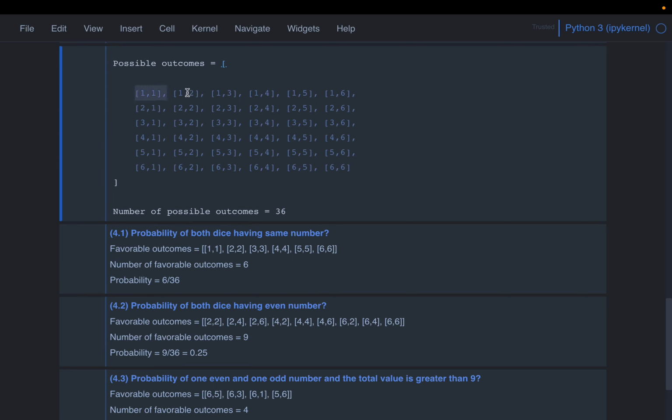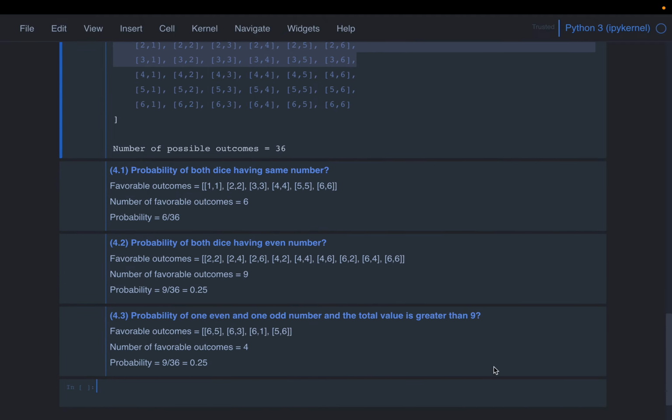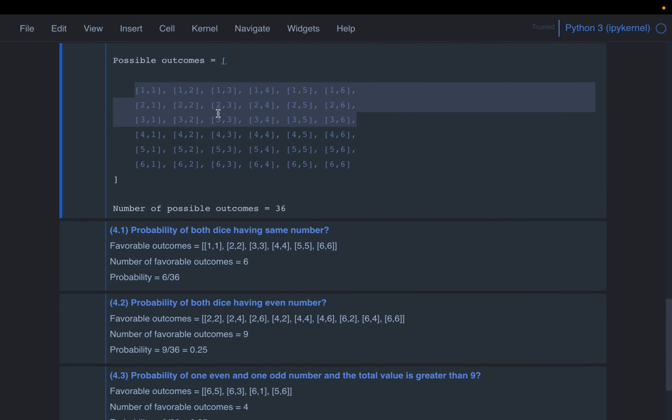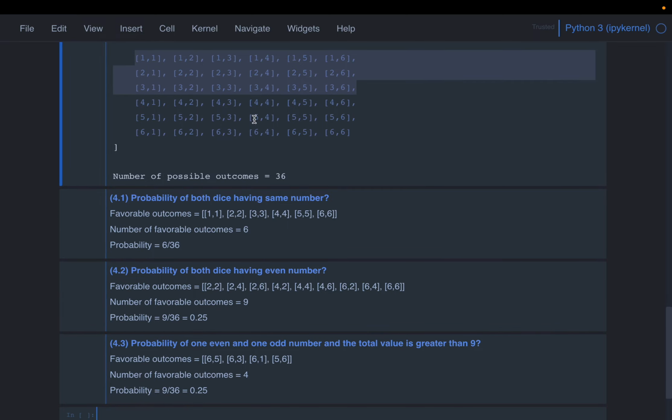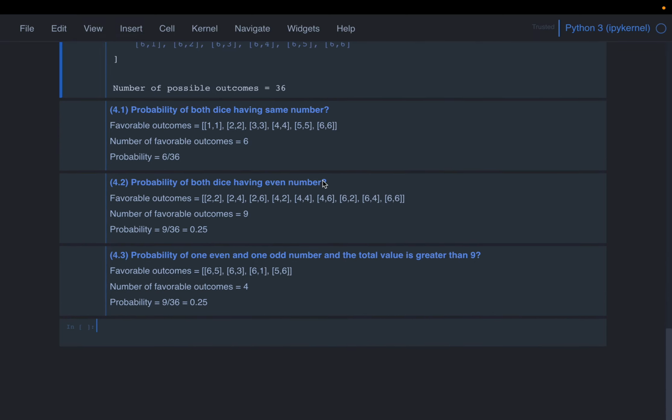We can rule out all these values because some of them will be less than 9, right? So 6 plus 3 is 9, but we are looking for values greater than 9. So we can completely ignore the first 3 rows, right? And then if you look at the bottom 3 rows, you will find these 4 satisfying the criteria, right?